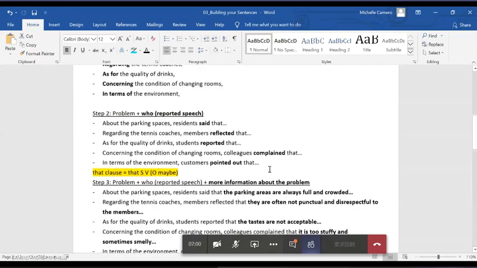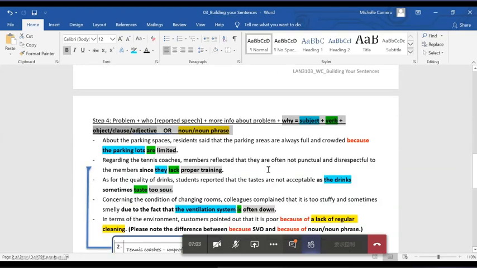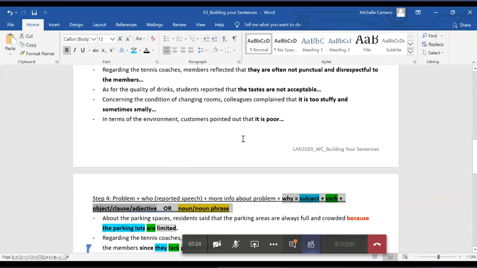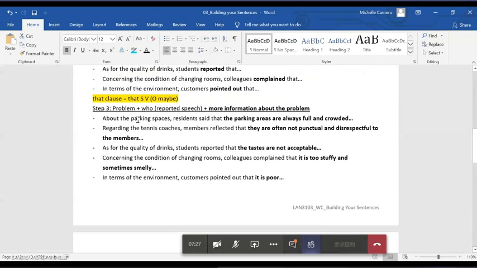So if you're going to follow and use this document, be warned, be careful. You're going to get confused at this step, at step 4, because it's not on the paper. This is an added idea. They don't always give this to you. Because remember, more information about the problem is what they give you. They don't always give you this other stuff here. So please be careful. Quite honestly, you could finish your sentence right here. If you said about the parking space, residents said that the parking areas are full and always crowded, full stop, that's fine. If you said regarding the tennis coaches, members reflected they are often not punctual and disrespectful to the members, full stop, that's good. Your sentence is fine. You've given me enough information and your grammar is correct.